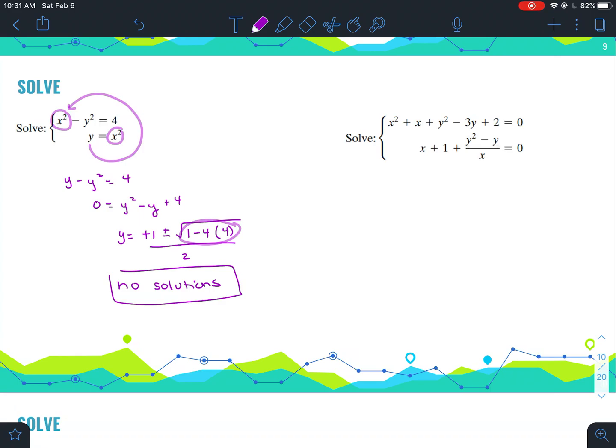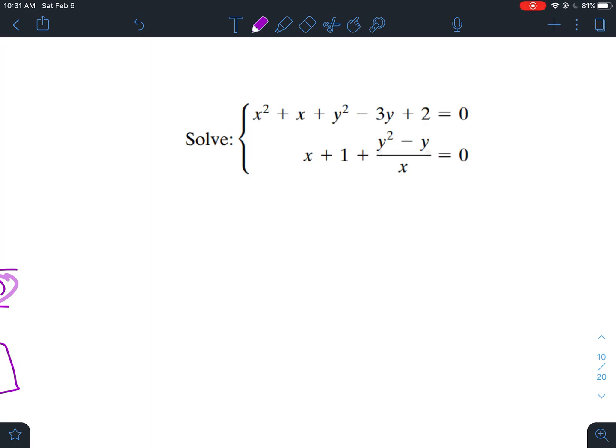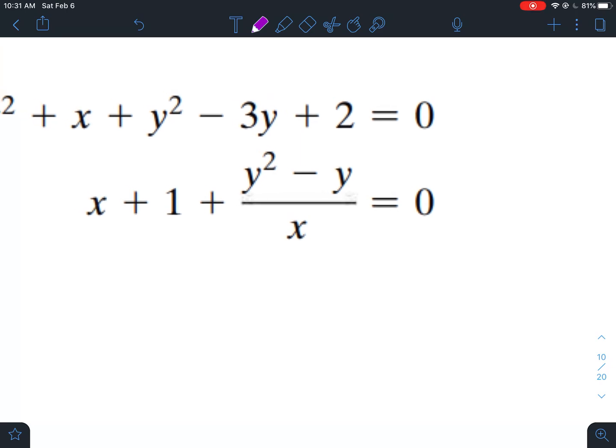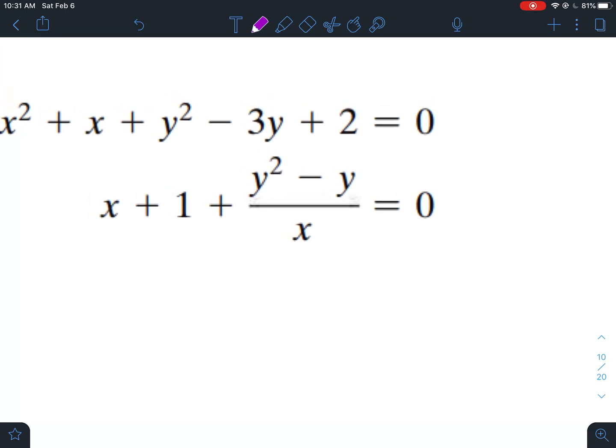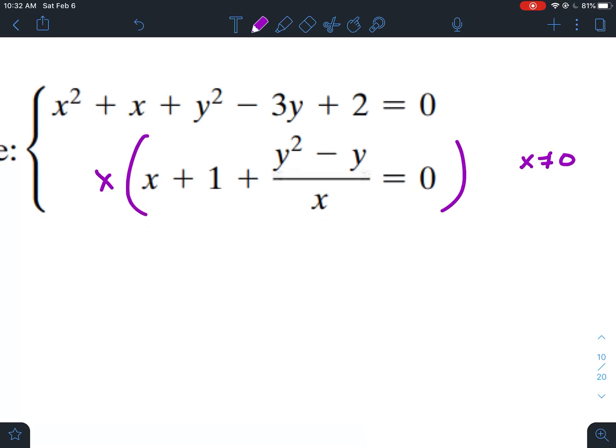x squared plus x plus y squared minus 3y plus 2 equals 0, and x plus y squared minus y over x equals 0. All right, this one looks ugly. How should we go about solving this one? I'm going to multiply everybody in that bottom equation by x. As long as x doesn't equal 0, this would work because if x was equal to 0, you'd get 0 in your denominator. So we get x squared plus y squared minus y equals 0.